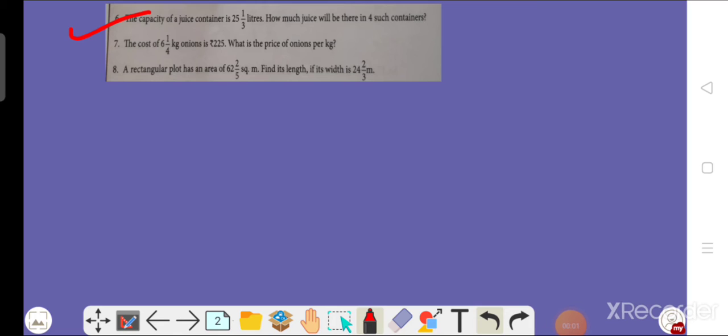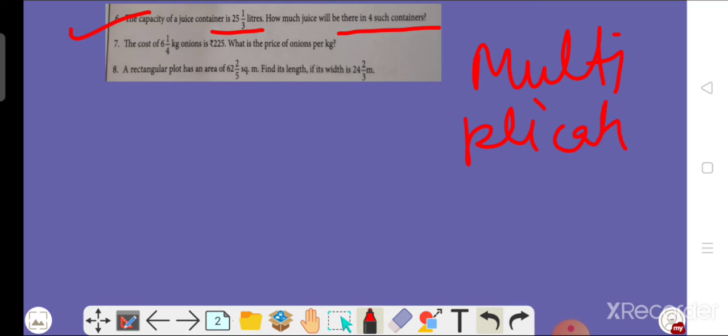Now question number 6. In the 6th question, the capacity of a juice container is given, and that is 25 raised 1 by 3 liter, and we have to calculate the capacity of 4 such containers. In this kind of question, where the value of one thing is given and we have to calculate the value of more than one thing, we have to simply do multiplication.